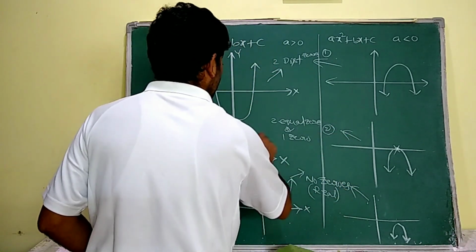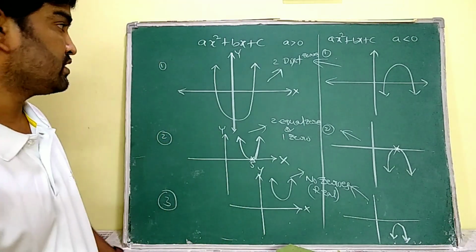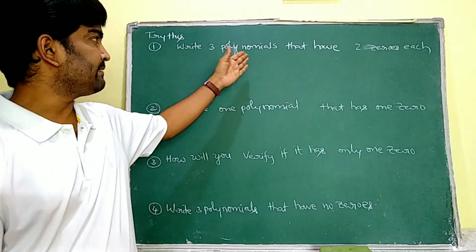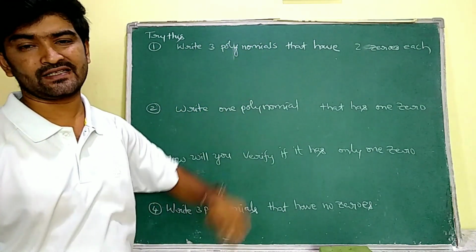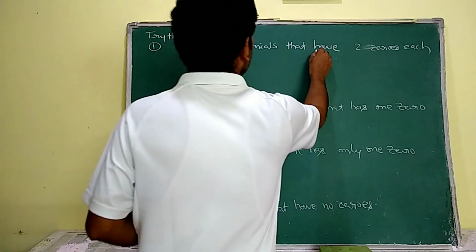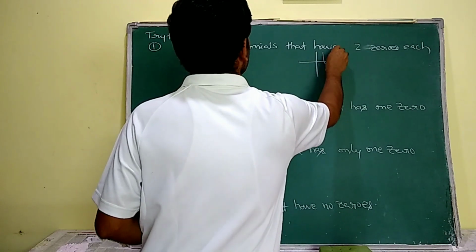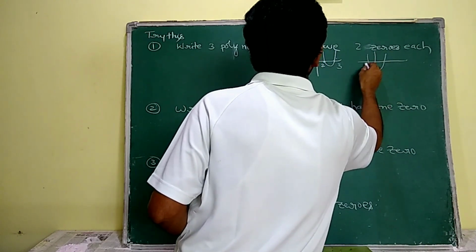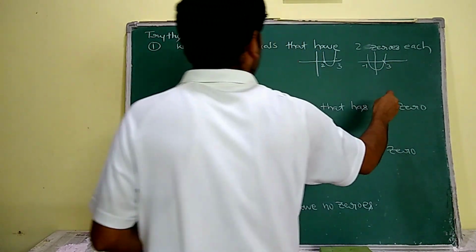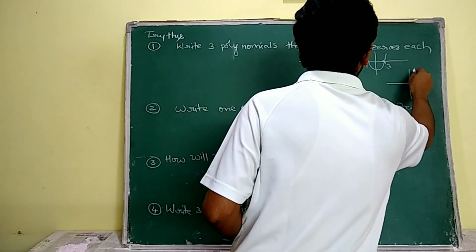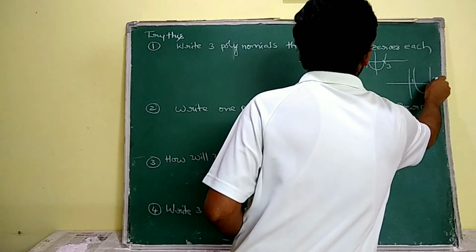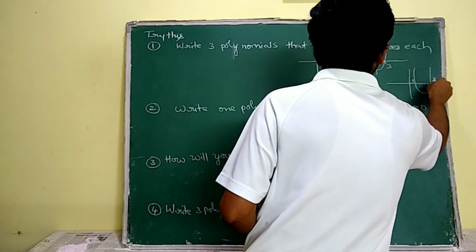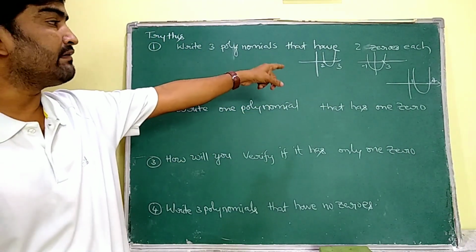For this type, it has two equal roots or one root. Here it has two distinct roots. Now, in this, try this. Write three polynomials that have two zeros each, it is asking. Simply draw three graphs which have two zeros. Let us suppose it is 2, 3. And let us suppose it is -1, 3. And one more graph, 1, 3, or 1, 4. See, these are the three graphs which have two zeros.